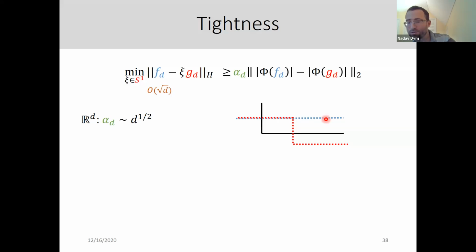With O of 1 error. So this is sort of O of square root of D at the end of the day. H here is just L2. And on the right-hand side, what happens is you're taking a window of size A, okay? And you're only taking phaseless measurements.